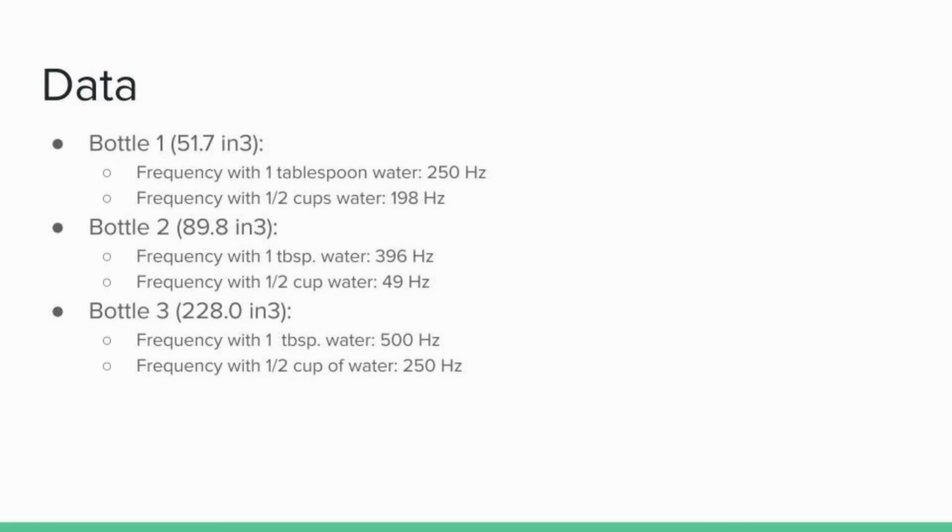For bottle 1, trial 1 had a frequency of 250 Hz, and trial 2 had 198 Hz. For bottle 2, trial 1 had 396 Hz, and trial 2 had 49 Hz. For bottle 3, trial 1 had 500 Hz, and trial 2 had 250 Hz.